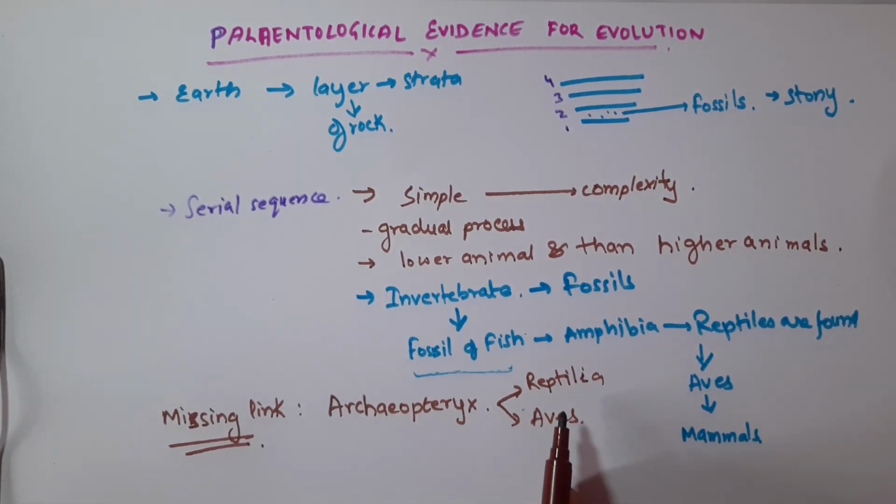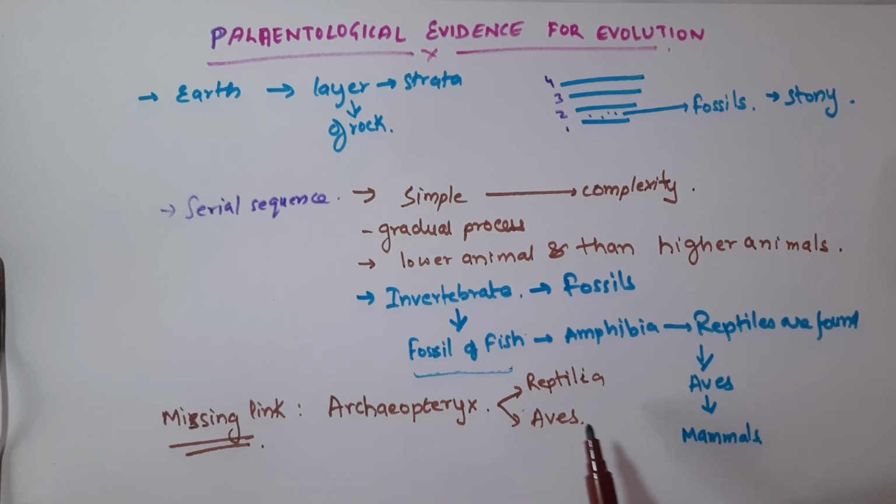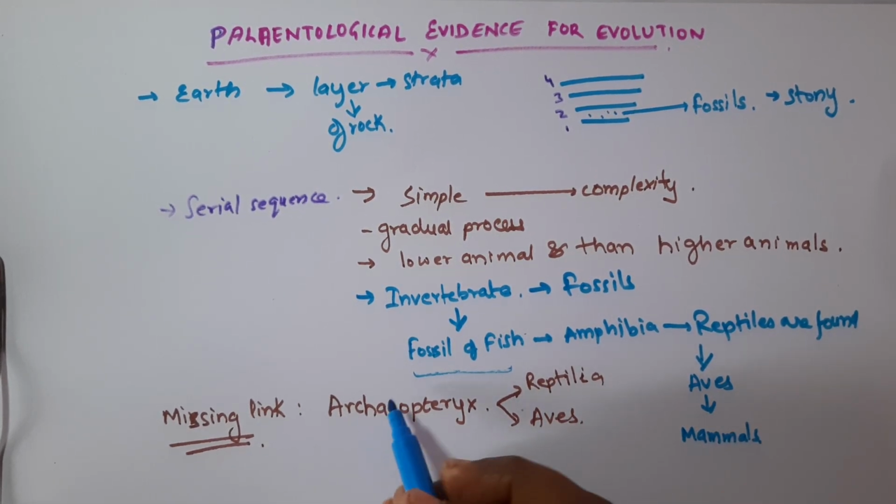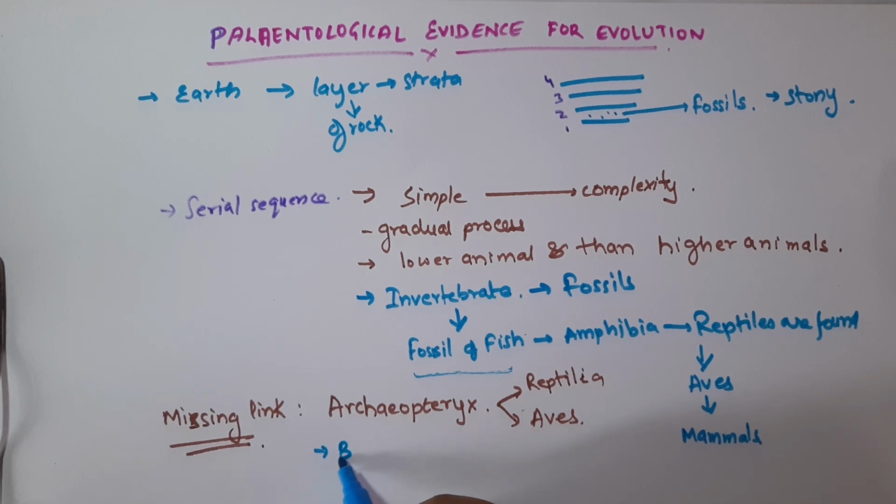So what do reptiles have? They have scales on their body, and they have some teeth also. And apes, their body is covered by feathers, right? And they have wings to fly. So the Archaeopteryx, I will write for you. There are characteristics from both reptilia as well as apes. So its body is covered with feathers.